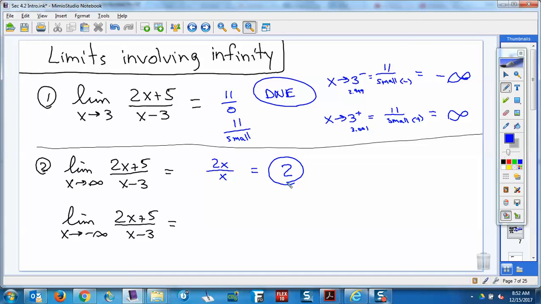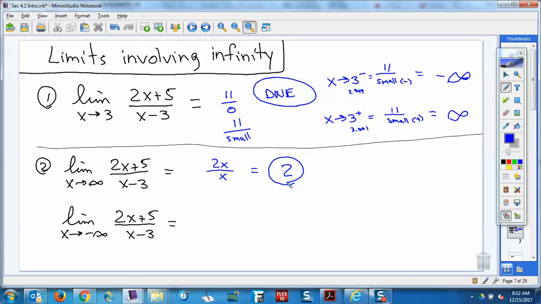As x gets very large, the 5 and the 3 are insignificant. This basically becomes 2 billion over a billion or 2 trillion over a trillion, and it's getting closer and closer to 2. Now, it's always going to be just a little bigger than 2 because this has a plus 5 and this is a little less than a billion, so it's going to be above. It's going to be a horizontal asymptote coming from above.